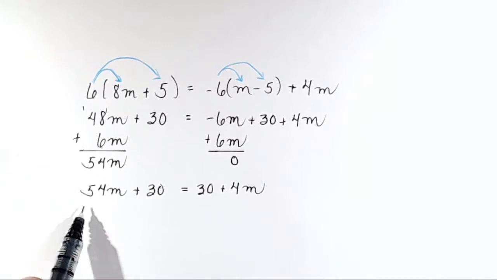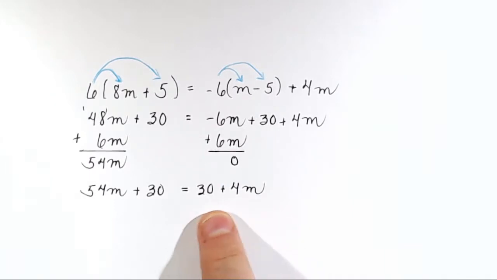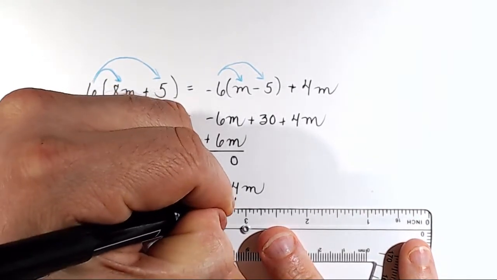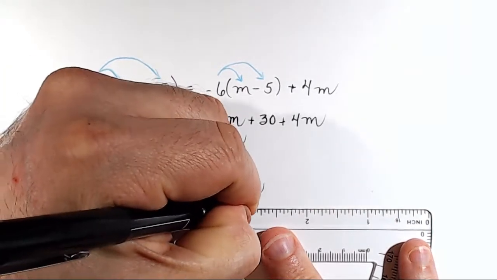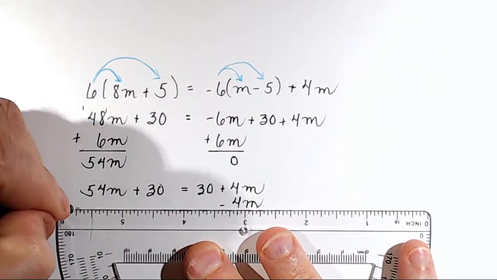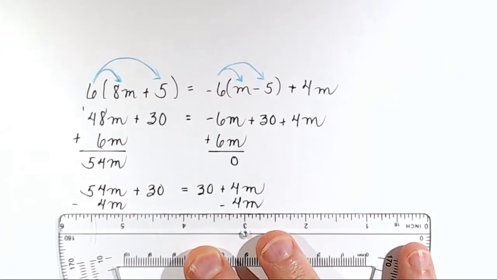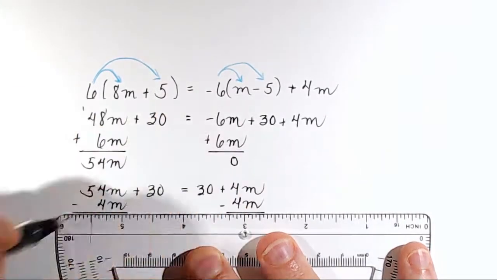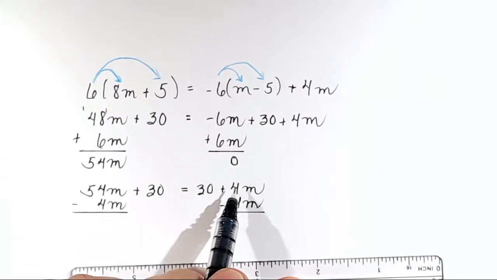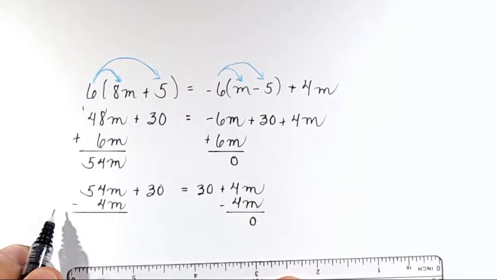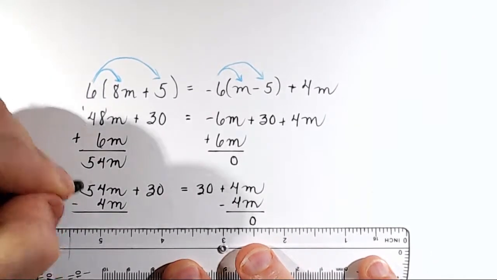So if our goal is now to isolate m on the left side of the equal sign, I've got to do something over here with this 4m. Because it's being added on the right side of the equation, I'll subtract it from both sides, minus 4m. Okay, so on the left side, I'll also subtract minus 4m. Once again, on the right side, I have 4m minus 4m, and that's just 0. On the left side, I have 54m minus 4m, and that's going to be 50m.